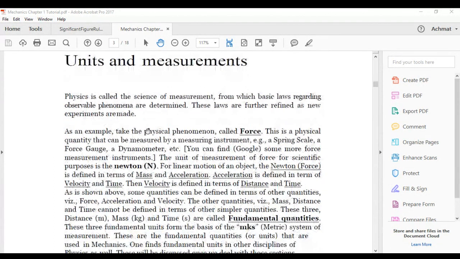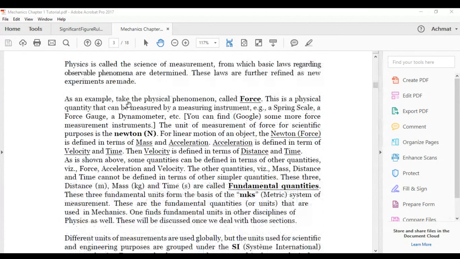Okay, so as an example here, let's take the phenomenon called force.